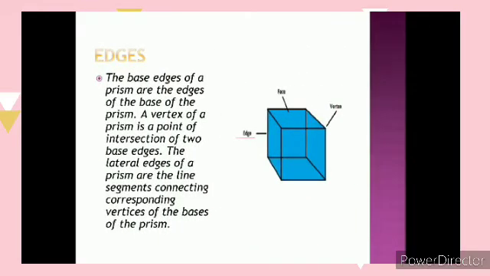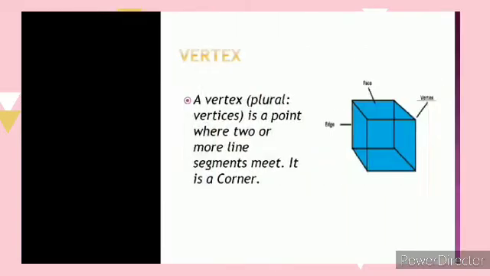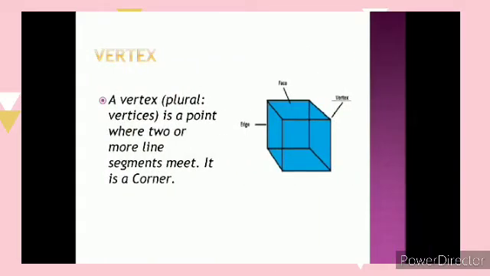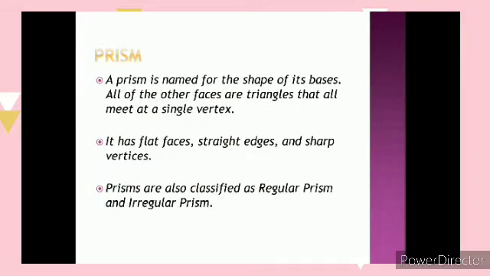Edges. The base edges of a prism are the edges of the base of the prism. A vertex of a prism is a point of intersection of two base edges. The lateral edges of a prism are the line segments connecting corresponding vertices of the bases of the prism. Vertex. A vertex, in plural vertices, is a point where two or more line segments meet. It is a corner. Prisms are also classified as regular prism and irregular prism.